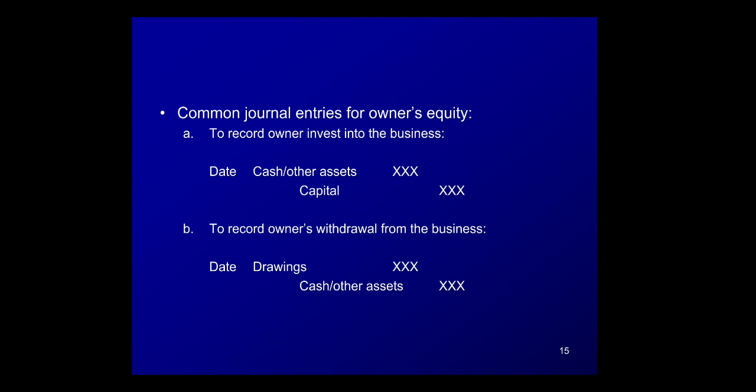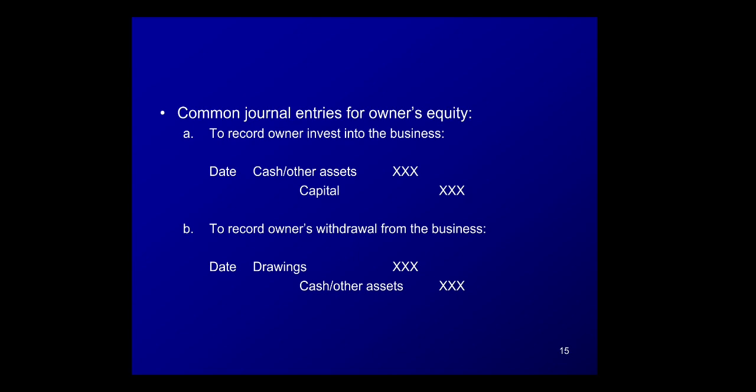So the way to do the recording is like the one that you can see in this slide, part A, point A. When the owner of the business invested something into the business, the first thing that you have to do is to write the date and then debit cash if the owner invested cash. Our example is the owner invested 5,000 ringgit or $5,000 into the business, so debit cash $5,000.